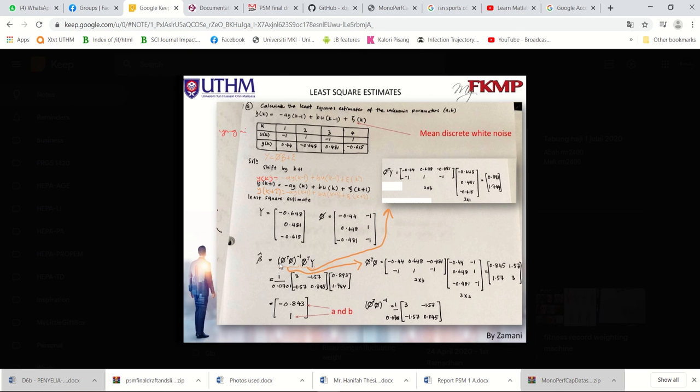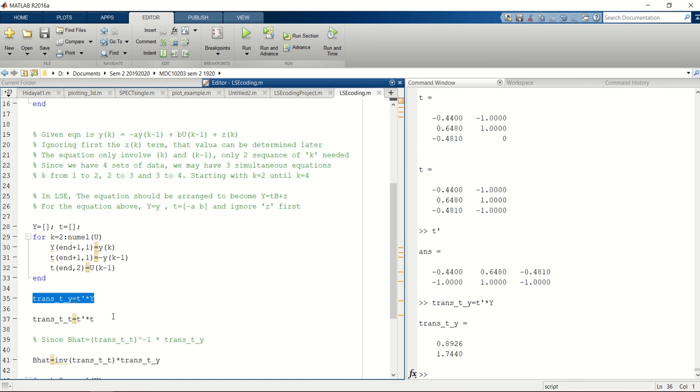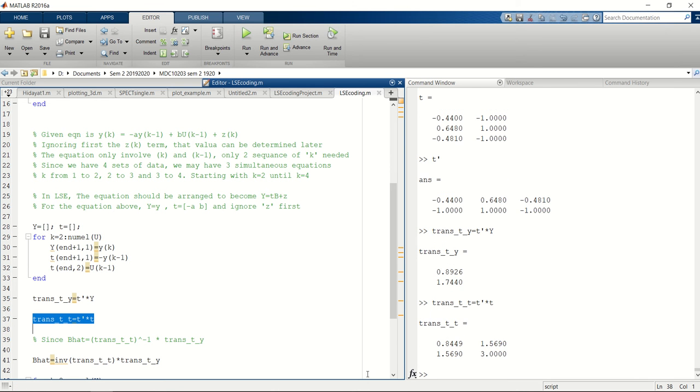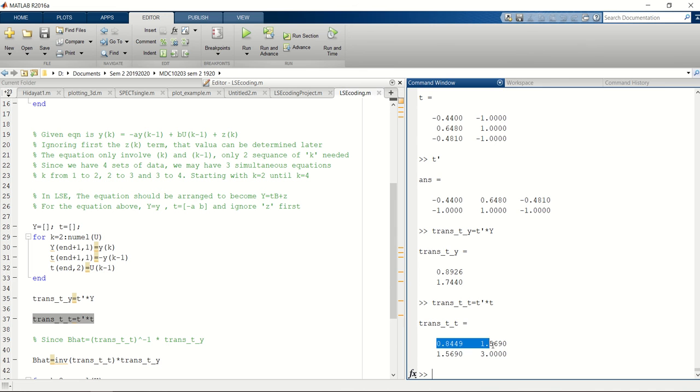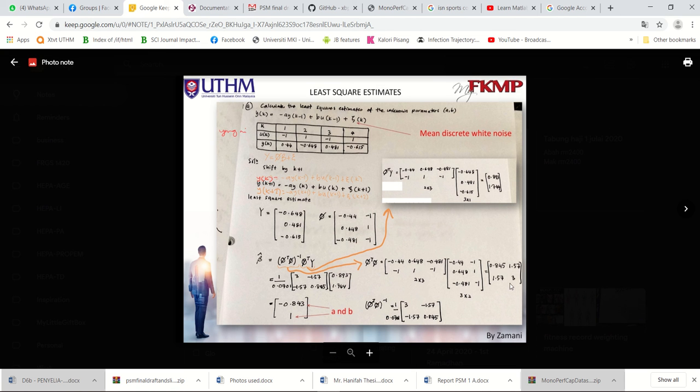So what about this one? Okay, we go back to Matlab. That one is transpose t times t. So I run this with F9, and I have these values. This one is exactly the same value as this one, and then we have to inverse it, to the power of negative 1, right?